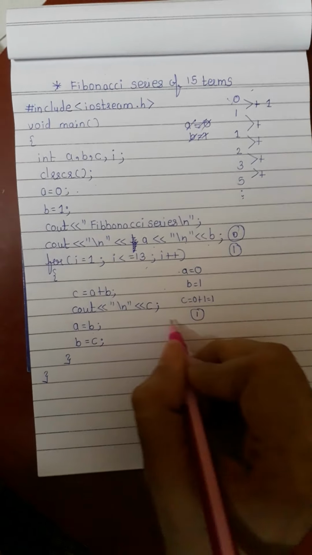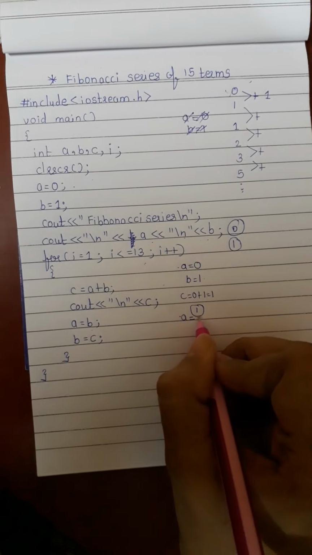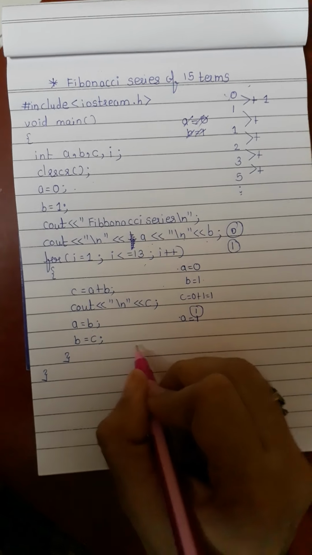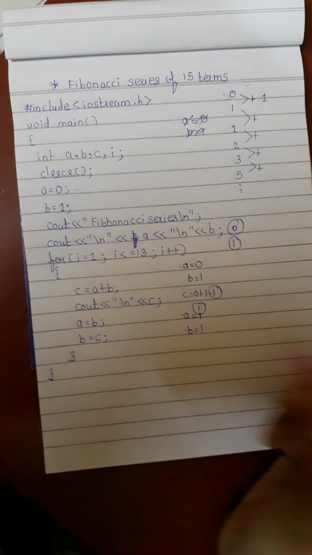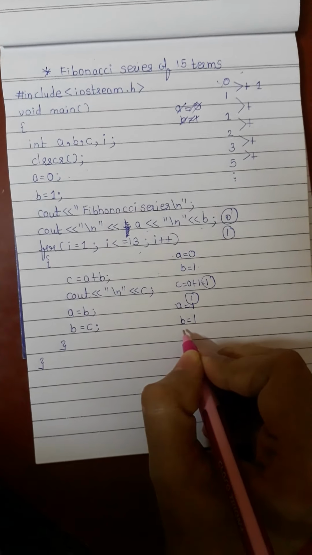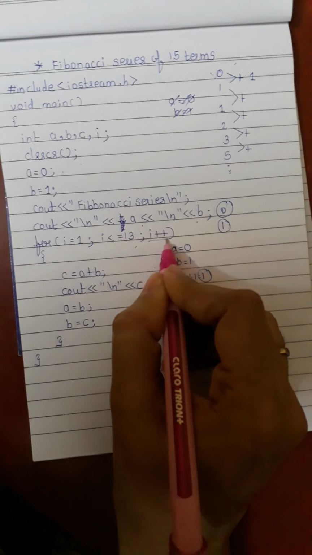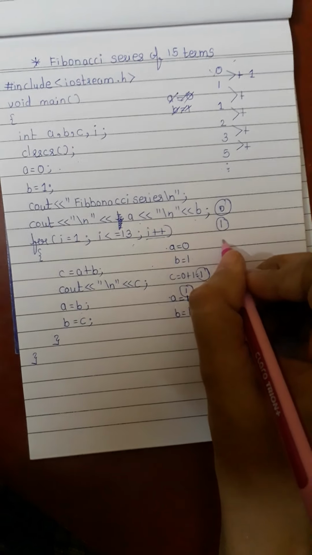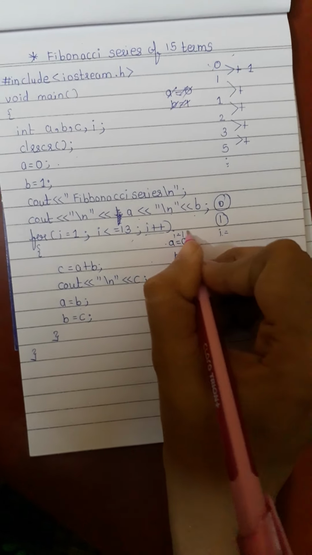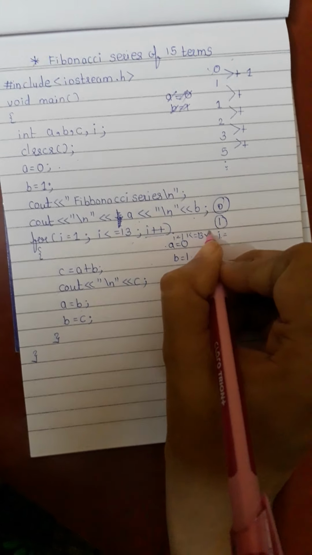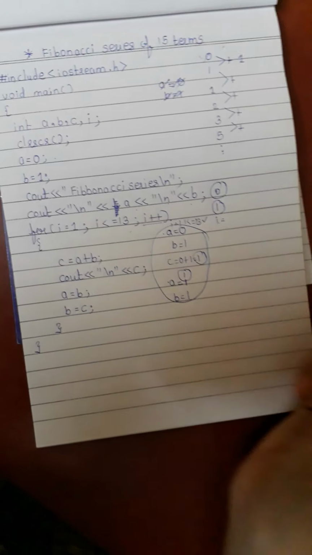After that we have written a equal to b. So a equal to b means the value of the b variable, that is 1, is copied inside the a variable, and then we have written b equal to c. So b equal to c, what is the value of c? 1. So now we will get these values, a equal to 1, b equal to 1. Now because of i plus plus, i will get incremented. So in this iteration i is 1, 1 less than or equal to 13, the condition is true. This is the reason why all these statements are executed.